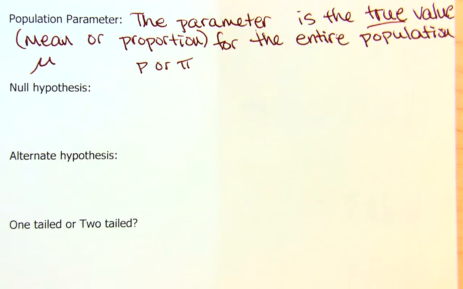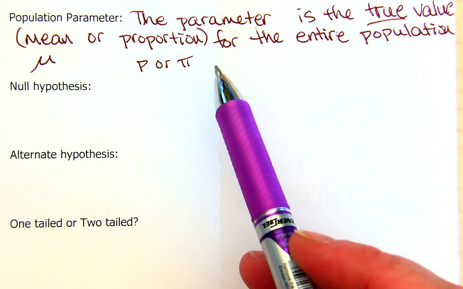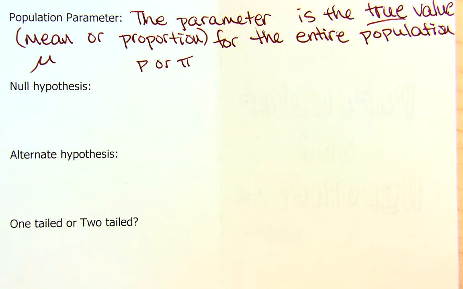Okay. So this you should already know. This is one of the first things we did back in August, September, is defining what the parameter is. What's our population? What's our parameter? This you should know.